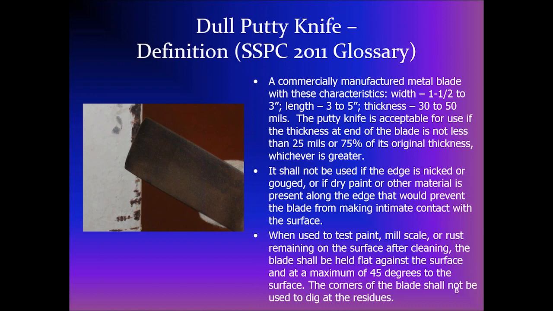The purpose of that is to make sure it's not overly sharpened during use. It can't be used if the edge is nicked or gouged or if materials on the surface would prevent it from making intimate contact. And when you use it, you have to maintain a maximum 45 degree angle to the surface and keep it flat, not be digging into it with an edge. In terms of the putty knife, I've seen specifications require the contractor to provide the putty knife for this testing. That way there wouldn't be a complaint or issue that it is too sharp for the assessment.